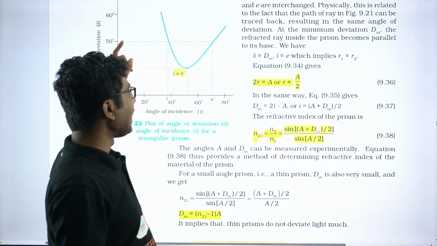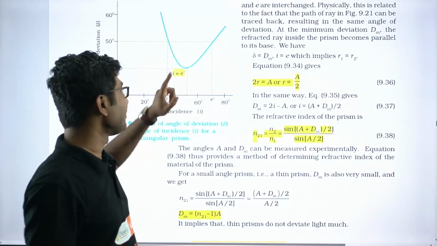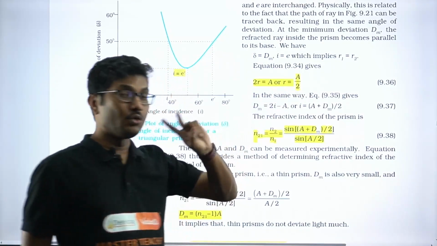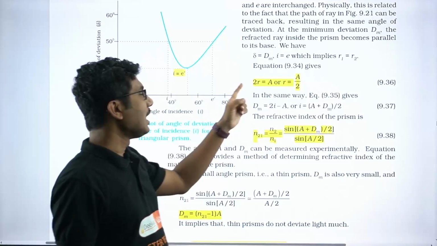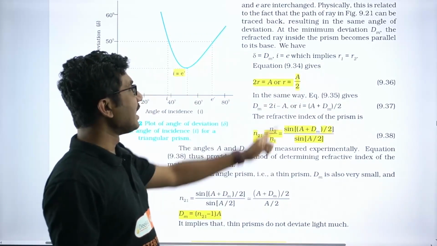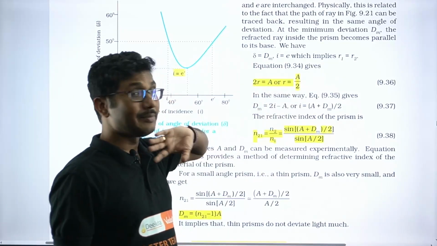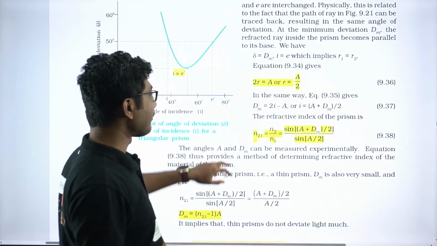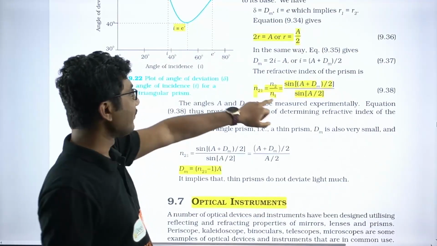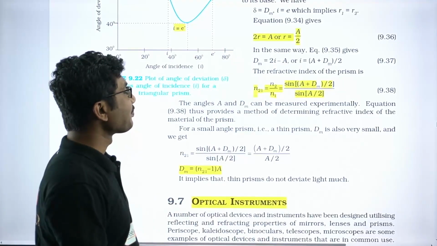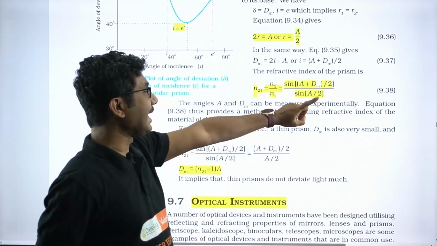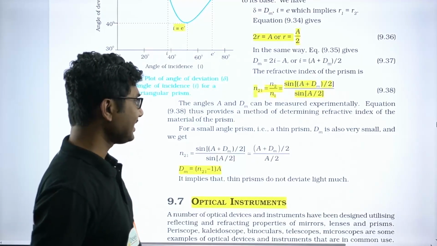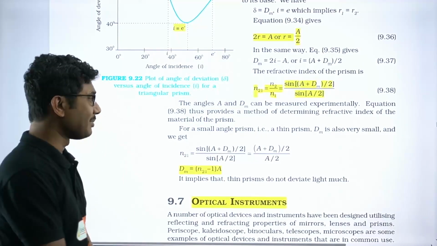At the angle of minimum deviation, because the incident and emergent angles are equal, the two inner angles should also be equal. From there you can say that the refracted angle, the angle inside the prism, must be equal to A by 2, and from there you can calculate the refractive index of the prism, which is basically sin((A + δm)/2) divided by sin(A/2). The derivation I have also done in my class.